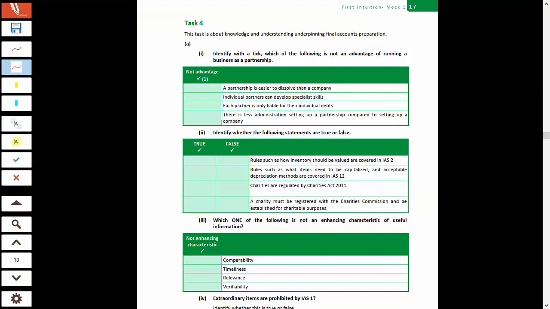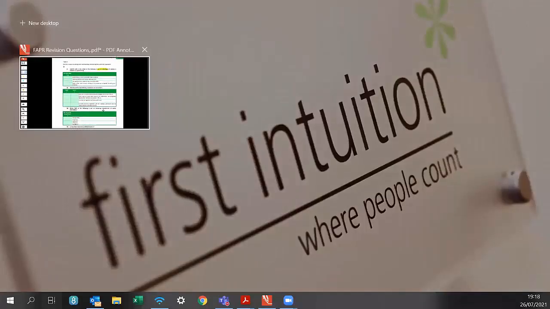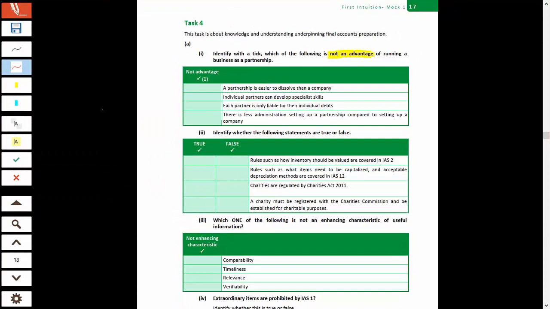So let's start with task A. We're told to identify with a tick. Now it says with a tick, but in your exam, you'll just click. Obviously, you won't be manually drawing those. Which of the following is not an advantage of running a business as a partnership? Let's just reaffirm that again. Easy marks to drop: not an advantage. Make sure you know what you're looking for. There's no point having the best fine comb in the world if we're fine combing through the wrong pieces of information and we're looking for the wrong thing.